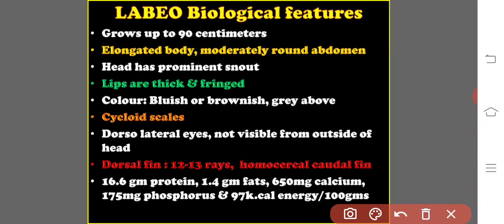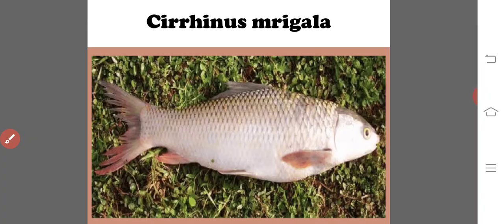caudal fin is seen. And here 100 grams of Labeo meat consists of 16.6 grams of protein, 1.4 grams of fats, 650 milligrams of calcium, 175 milligrams of phosphorus, and 97 kilocalories of energy per 100 grams of Labeo rohita food. And coming to the Cyprinus mrigala, it is commonly known as the mrigal.